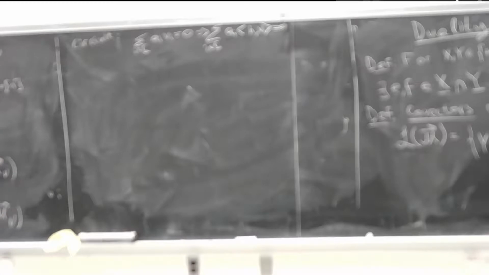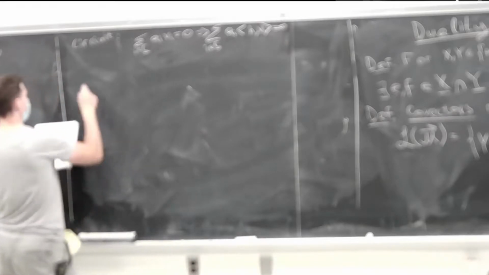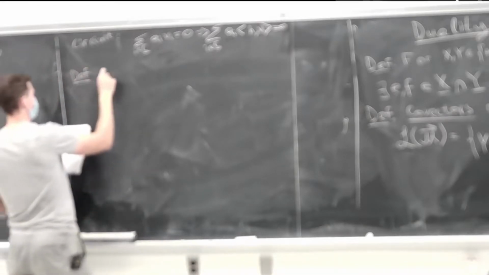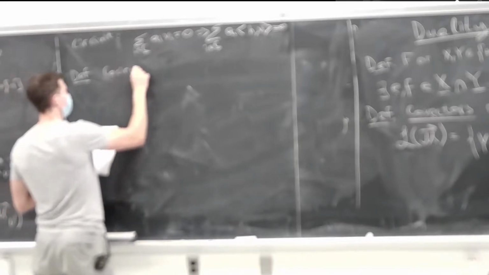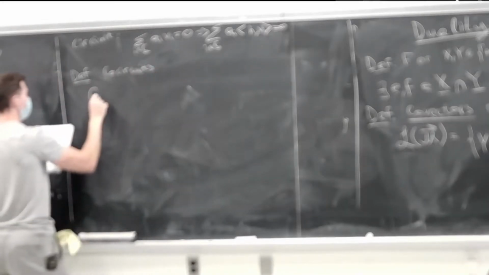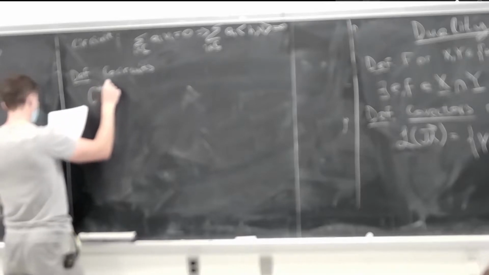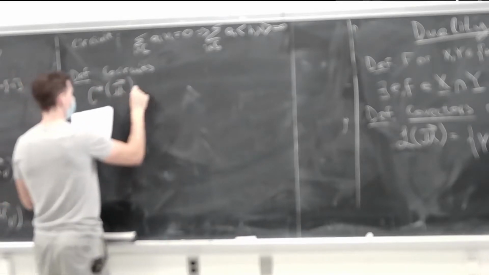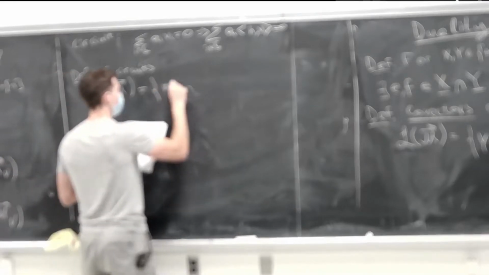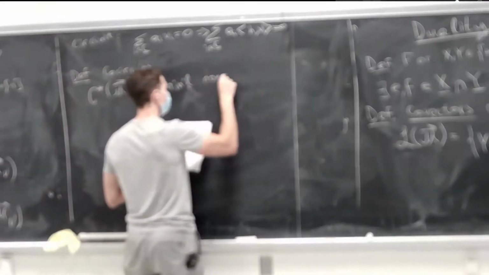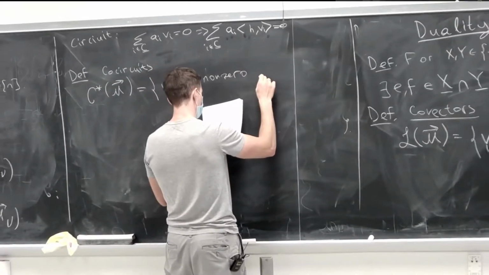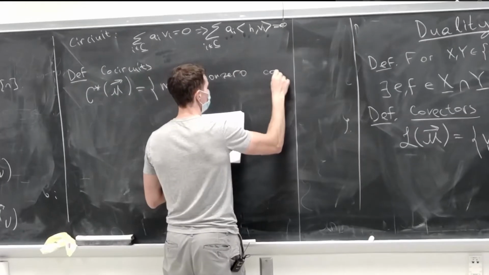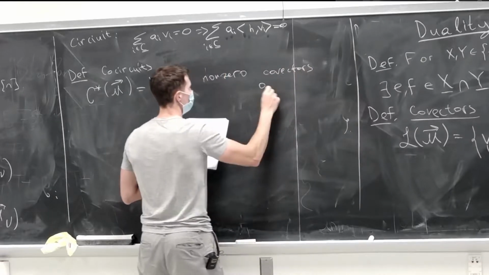Now that I mentioned that these covectors are not minimal, what happens if I take minimal ones? That's going to be called cocircuits. Take C star of M, which is the set of minimal non-zero covectors of my matrix.